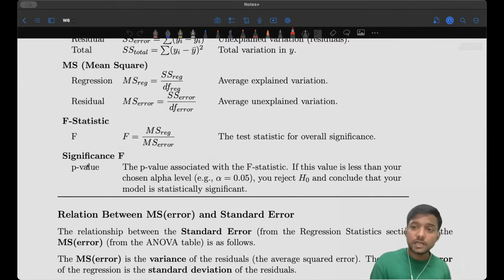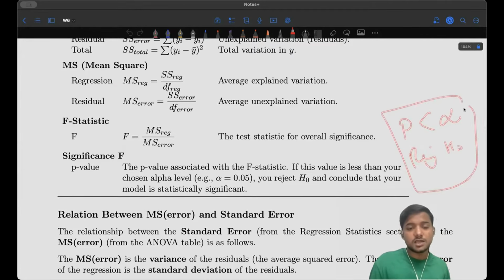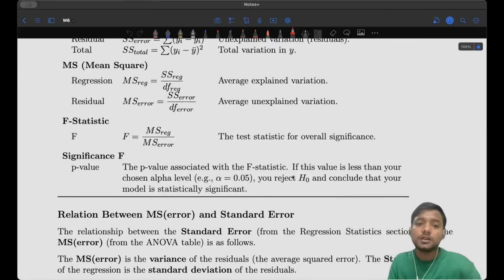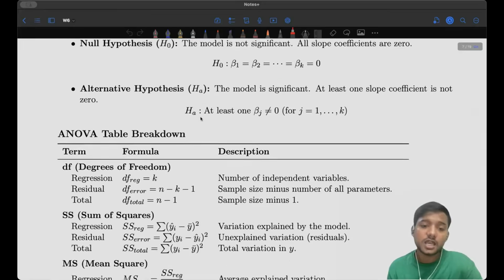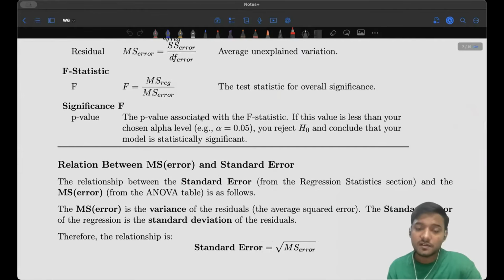And why do we need p-value? To check if we can reject the null hypothesis or we fail to reject the null hypothesis. So if p-value is less than alpha, we reject H naught. That is why, if you see, the null hypothesis was model is not significant. So if you are making a model, you would like that model to be significant, right? So that is why most of the time we want to reject the null hypothesis in the ANOVA, and for that your p-value should be less than alpha.